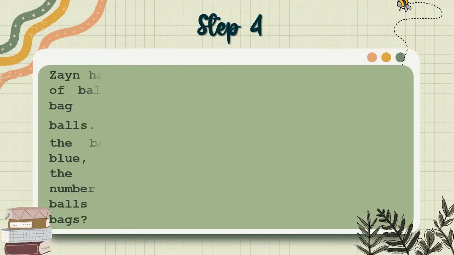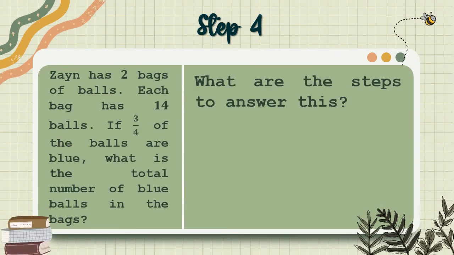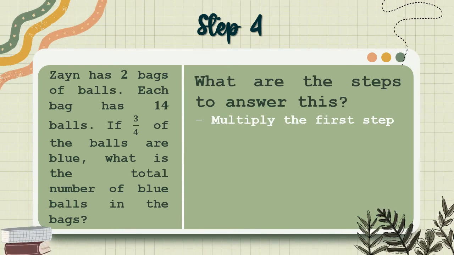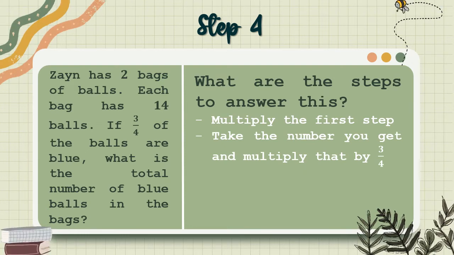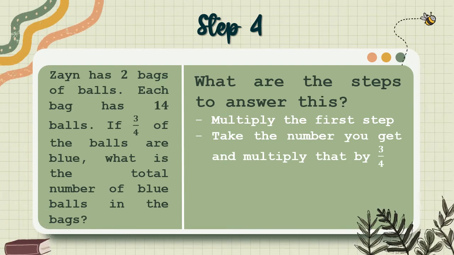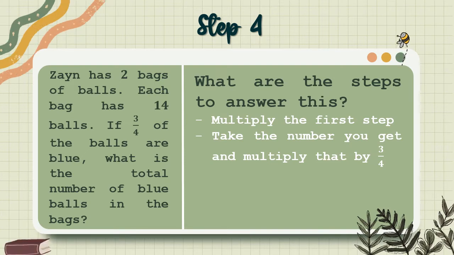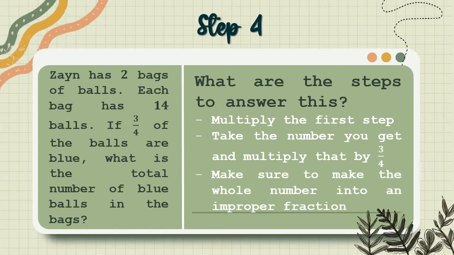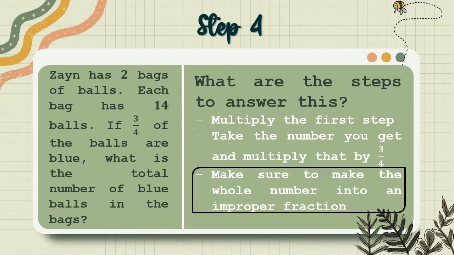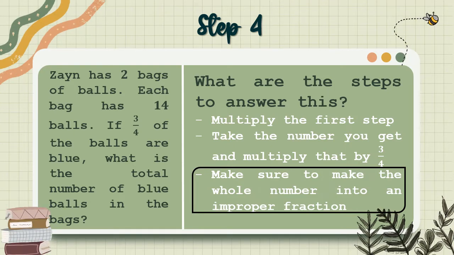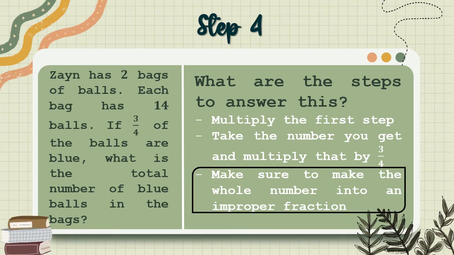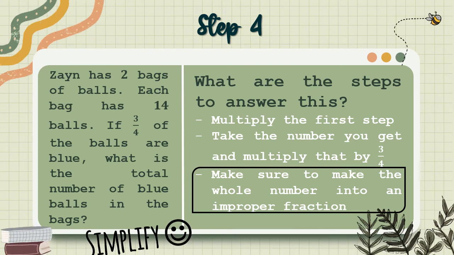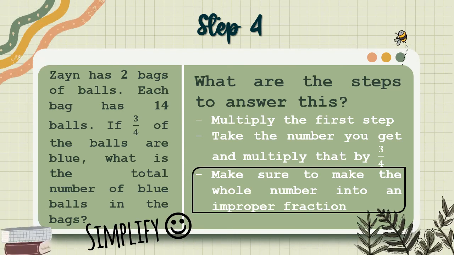So in step number 4, what are the steps? We multiply the number you get from step number 1 by 3 quarters, and we need to make sure that when we multiply by 3 quarters, the whole number turns into an improper fraction. And always at the end, after you multiply the fraction, we need to simplify it.